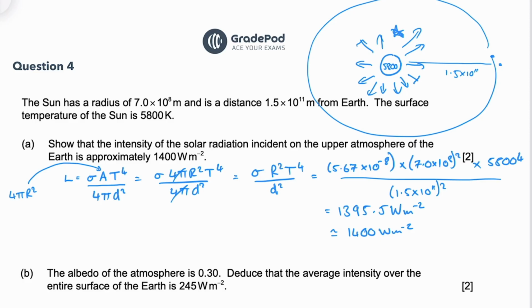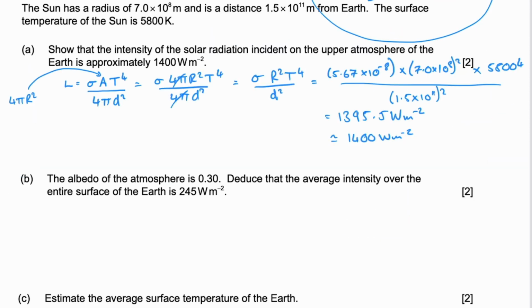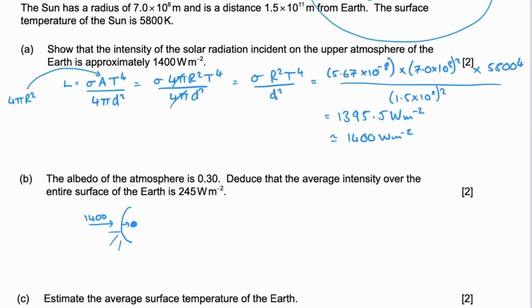I've just looked at number B. And I think we're going to use what we learned in question 1. The albedo of the atmosphere is 0.3. So the Earth is here. It's got the atmosphere here. 1,400 watts per metre squared is incident from the Sun. But the albedo is 0.3. That means that 0.3 of this is scattered back, which means that 0.7 is actually going through. So the actual amount that's coming through the Earth's atmosphere is 1,400 times 0.7, which gives us a value of 980 watts per metre squared.